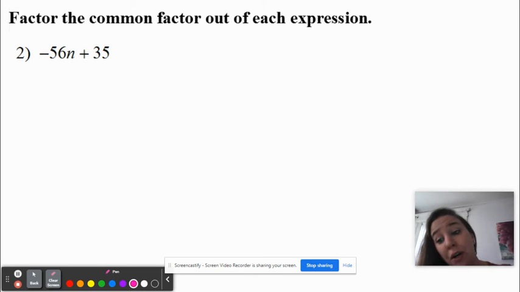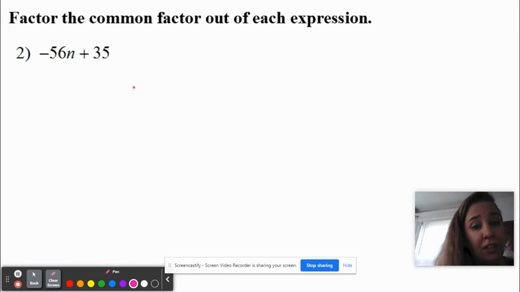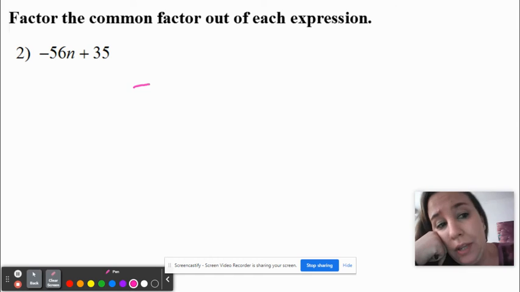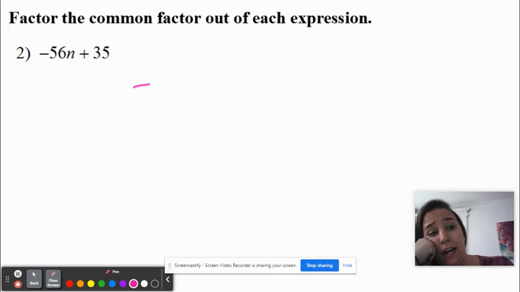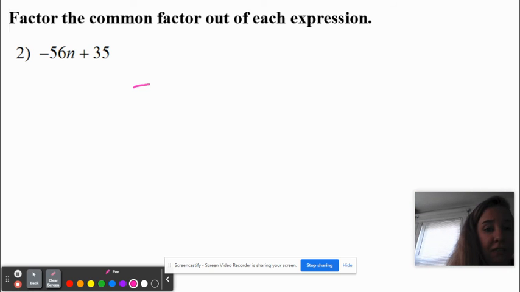Okay, so the leading term is negative, so I'm going to pull some kind of negative GCF. And then I have to think about a number that goes into 56 and 35. So I literally just play around in my head till something clicks, right? 2 is not going to work out because 2 doesn't go into 35. 5's not going to work out. 7 goes into 56 and into 35. So I'm going to pull a negative 7.